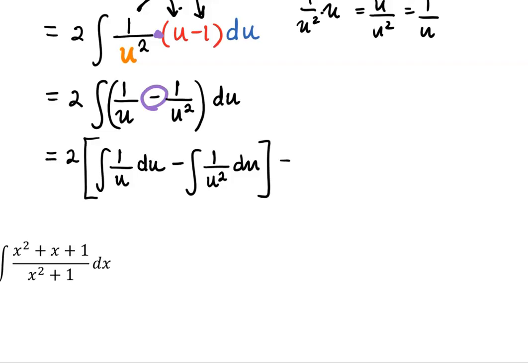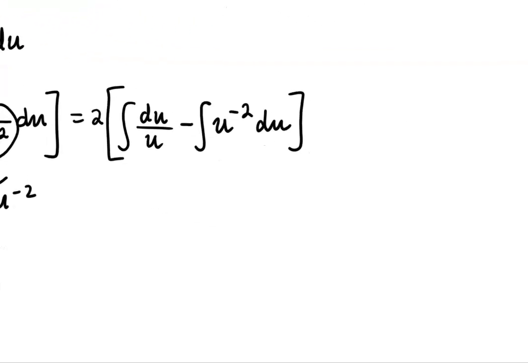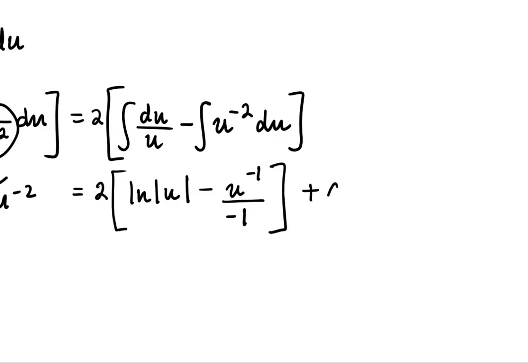I'm just going to do a little bit of rewriting so it's very clear what rules we will be using. I'm going to multiply the du straight to that numerator in that first integral, giving me a du over u. And then I'm going to rewrite the 1 over u squared as u to the negative 2, giving me the integral of u to the negative 2 du. And now we are ready to integrate. The integral of du over u is natural log absolute value of u. The integral of u to the negative 2: increase your exponent by 1 to negative 1, divide by your new exponent, negative 1. I'll close parentheses and add my c on the outside.